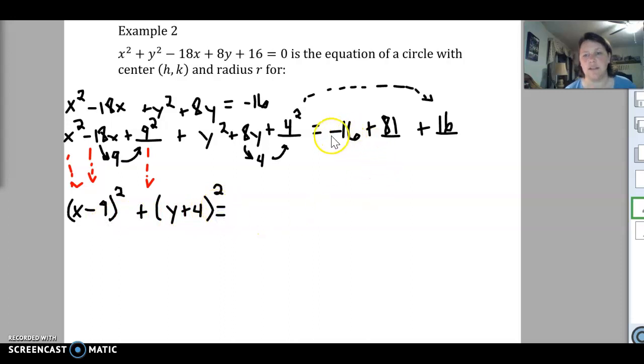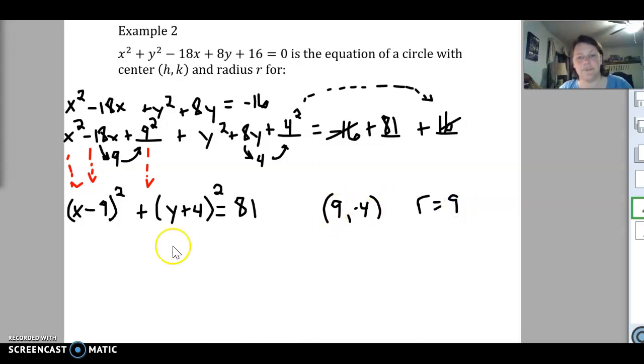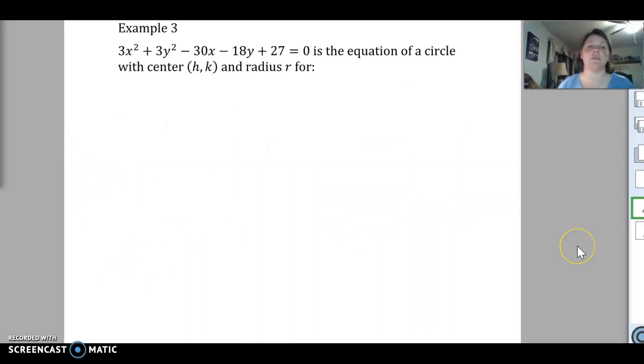Equals, on the right hand side, our 16's canceled, and we're left with 81. Okay, so we have a center of 9, negative 4, and a radius of 9. And that's all for example number 2. Okay, example number 3, getting a little bit more difficult. So you can see this time we're actually going to have coefficients in front of our leading terms.